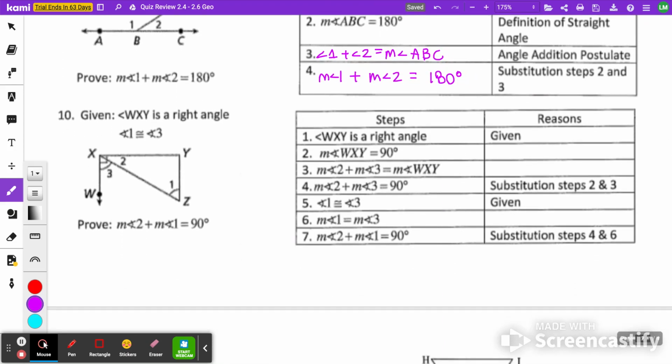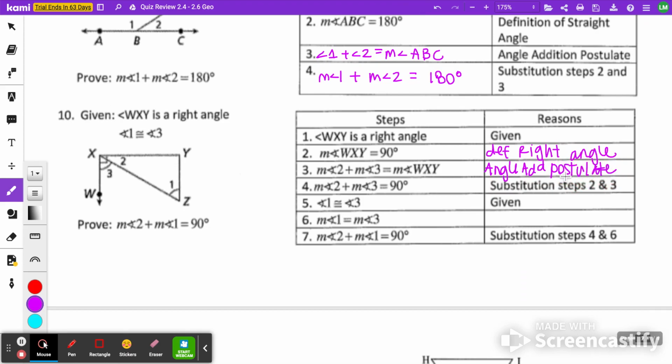Last little bit. Number 10, given WXY is a right angle and angle 1 is equal to angle 3, prove that the measure of angle 2 plus the measure of angle 1 is equal to 90 degrees. Well, we know that WXY is a right angle, and since WXY is equal to 90 degrees, that's the definition of a right angle. So the measure of angle 2 plus the measure of angle 3 is the angle addition postulate. Sorry for the bell.